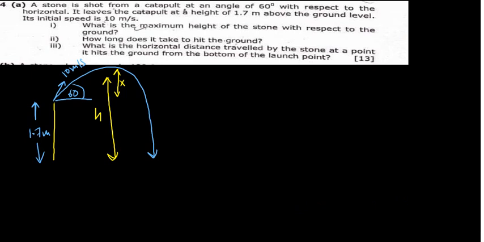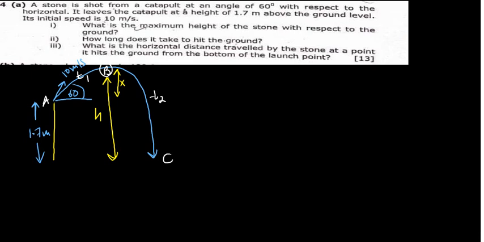So the first one is to find the time it will take the stone to move from this point A to the maximum point B. That we are going to call T1. And then you find the time it will take the stone to move from the point B to the point C. That we are going to call T2.